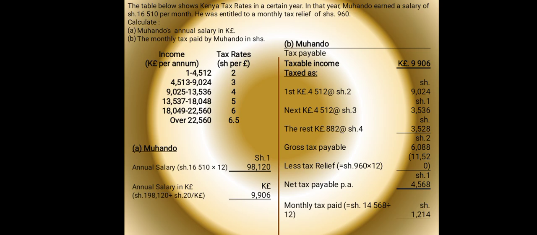So his gross tax is 26,088. Less tax relief, he gets a tax relief of 960 per month. Multiplied by 12, he gets 11,520. Less from his gross tax, we get that he pays a net tax of 14,568 shillings. Now, that is the annual tax paid. What about monthly tax paid? You just divide the annual tax by 12 and we get it is 1,214.